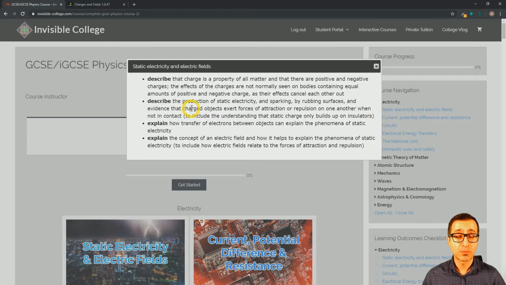Firstly, we're going to look at the property of charge, because this is a fundamental characteristic of matter which allows us to understand what we mean when we use the word electricity or electric current.